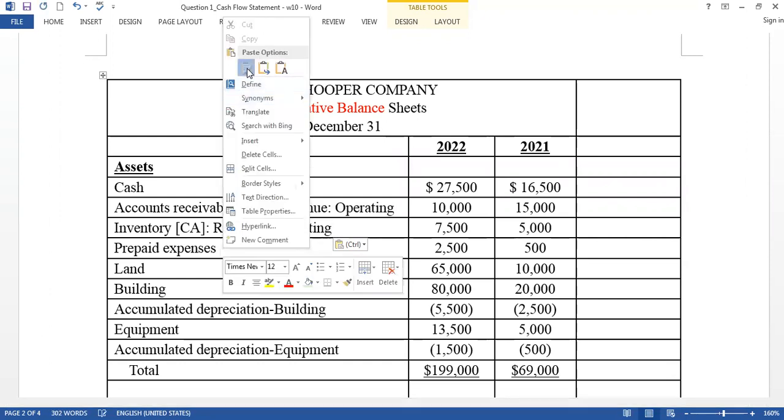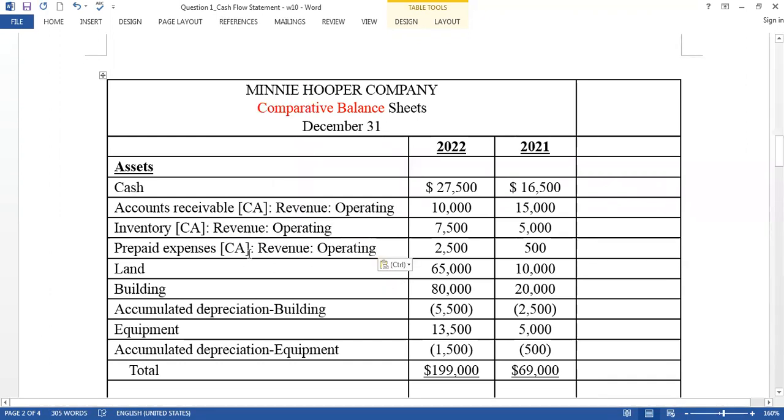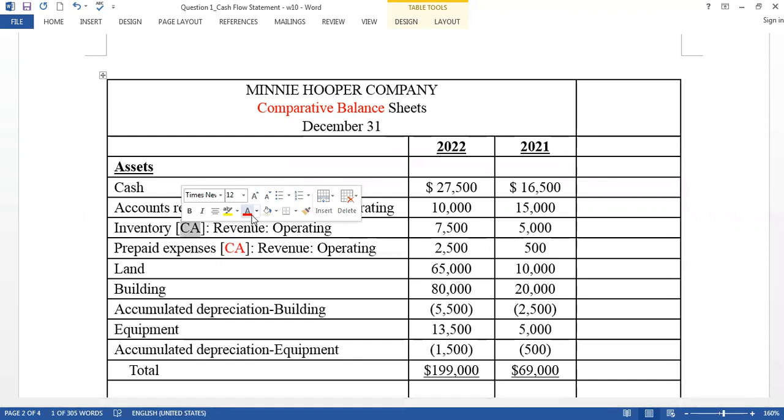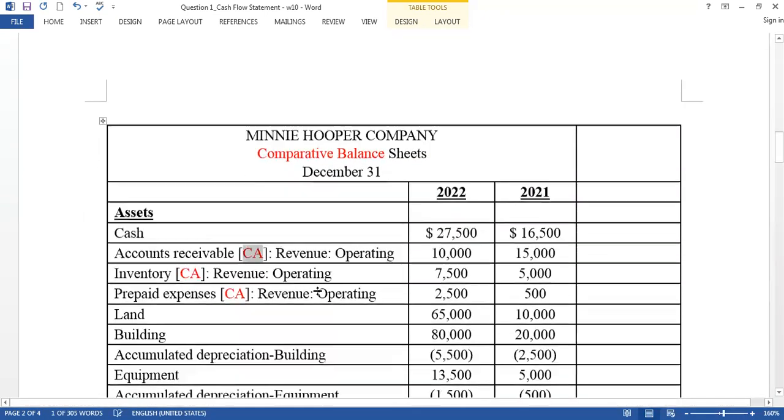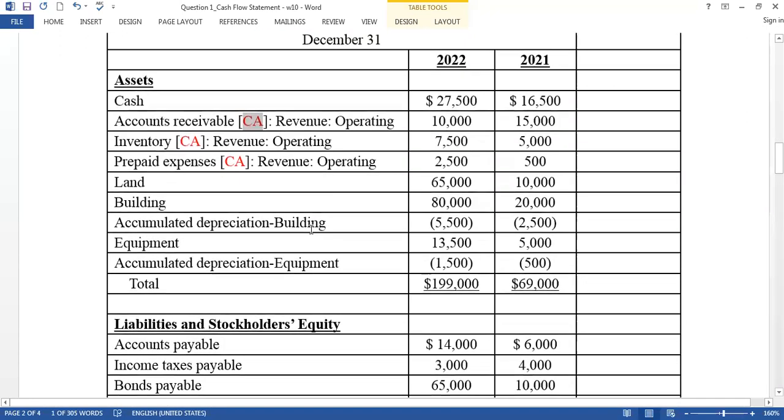Prepaid expense is a current asset. So these are the current assets, you can see that. And current assets are indirectly related with the revenue account, so it is operating activities.